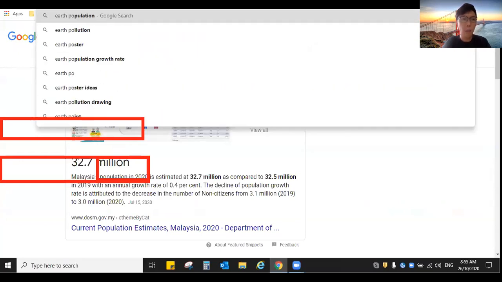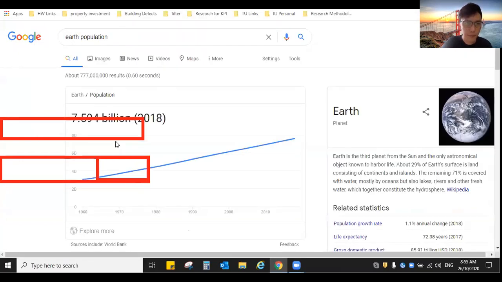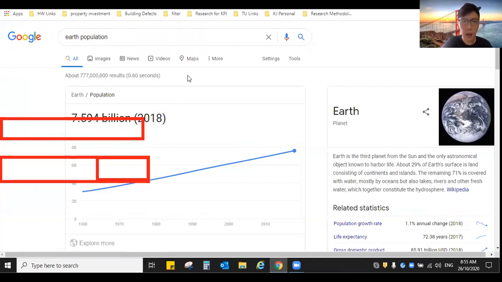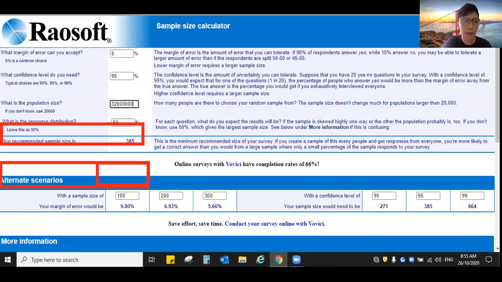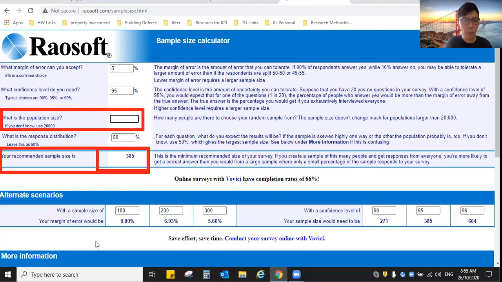Earth population. 7.5 billion. Sorry, yes, 2018, up to date, is 7.5 billion. Okay, let's calculate the Earth population. So Earth population is 7.5 billion. How many zeros are there? 1, 2, 3, 4, 5, 6, 7, 8, 9, 10. Okay, this is 7.5 billion.